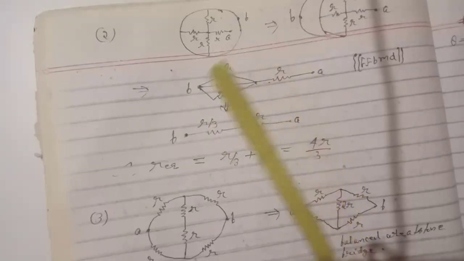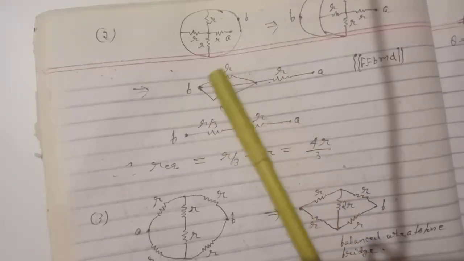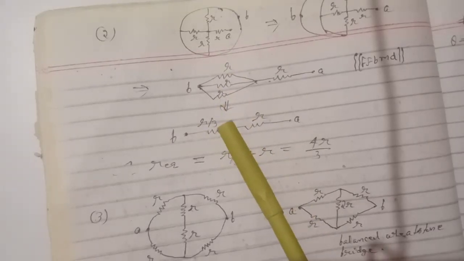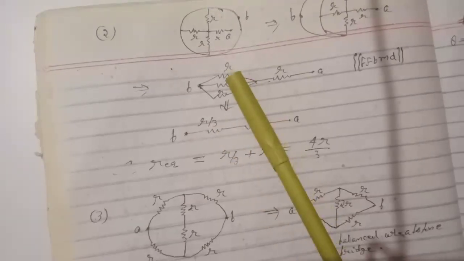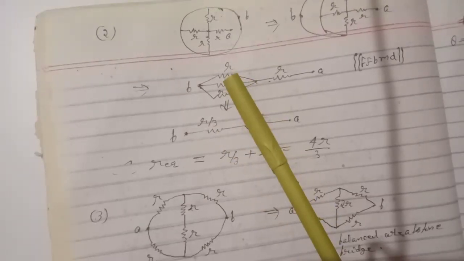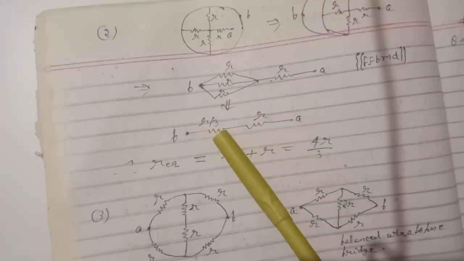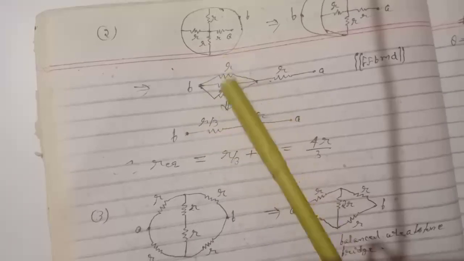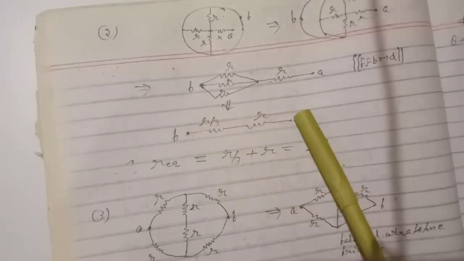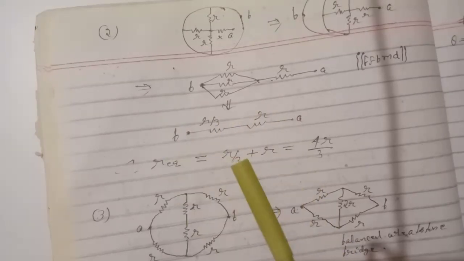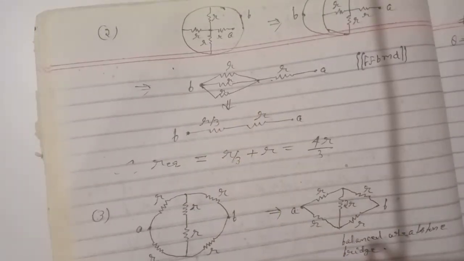Here it is shown, so these three are in parallel and this is in series. First, we calculate the equivalent resistance of the parallel part by applying the parallel formula, which will be R by 3. If resistances are equal, then we know that Rp is equal to R by N. So applying this formula in the parallel grouping, this is the equivalent resistance of this. Now between points B and A, these two will be in series, so R equivalent will be R by 3 plus R equals 4R by 3.